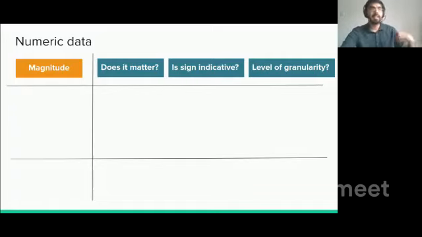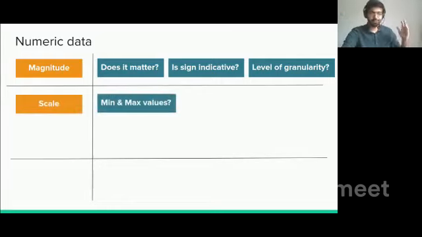And like I said, the does it matter question, the sign indicative question, comes from the data that you have, the data generating process. Like I said, the data generating process in my example influenced the decisions, influenced my understanding of the data. It comes from the model that you're using. It comes from the task you want to achieve.